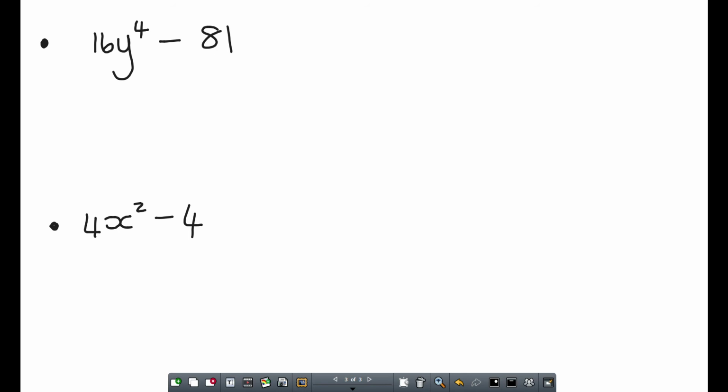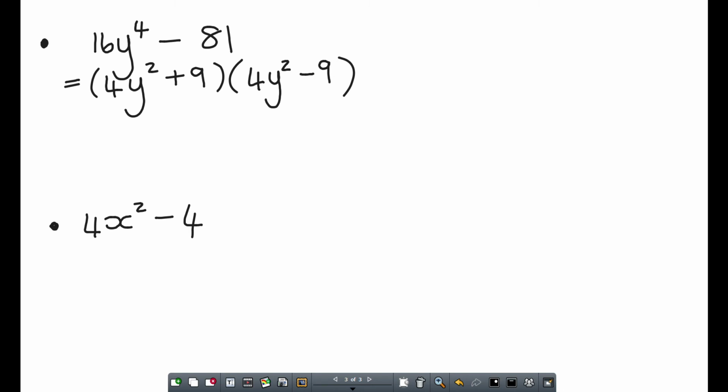Okay, so the first one, it's two terms. There's a minus in between, and I can get the square root of each. No? Okay. So let's start with you then. What did you have? I said 4y to the power 2 plus 9. Yes, good. And then I also said 4y to the power 2 minus 9. Good, okay. And then you can take it further, right?